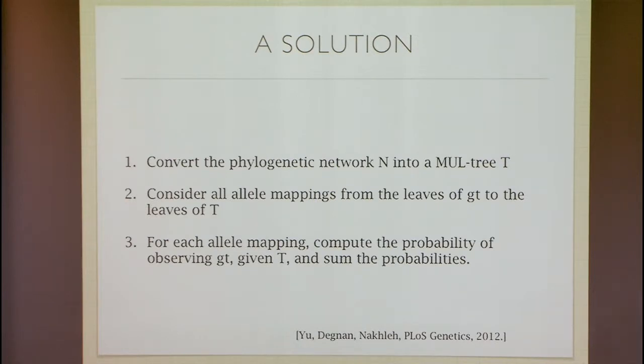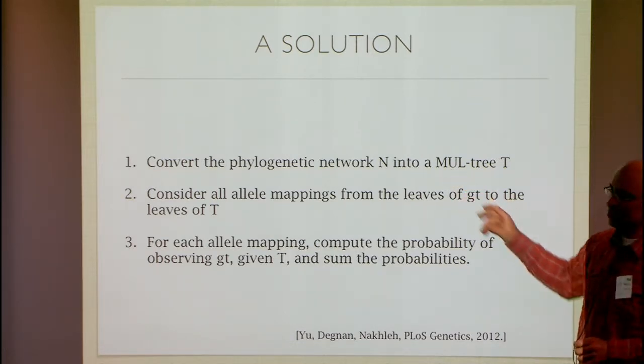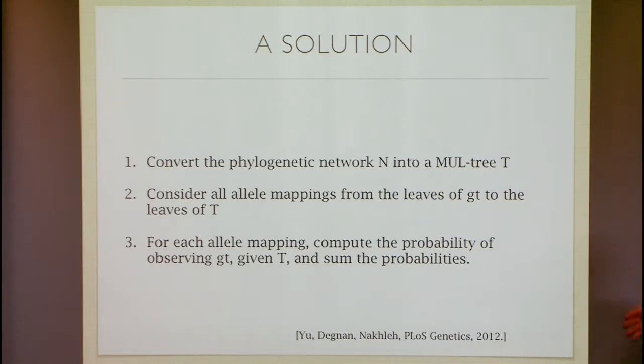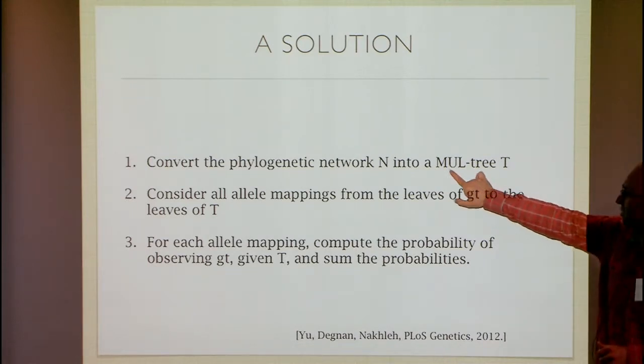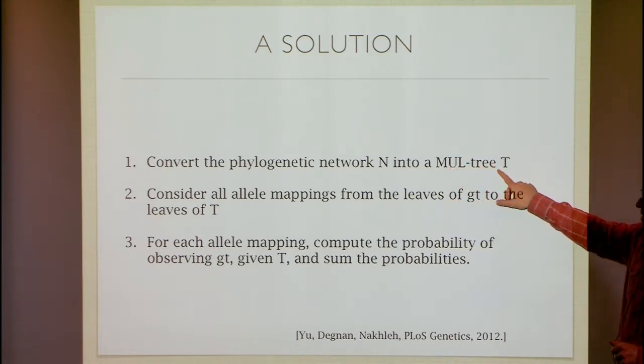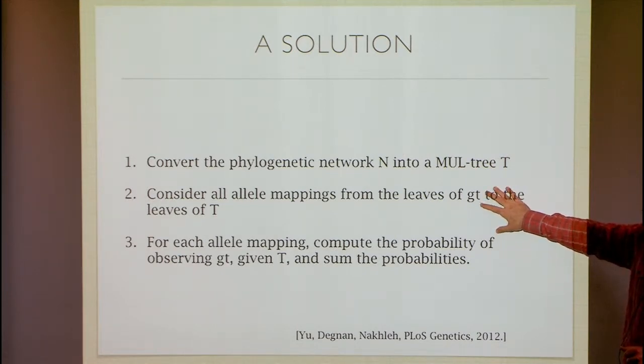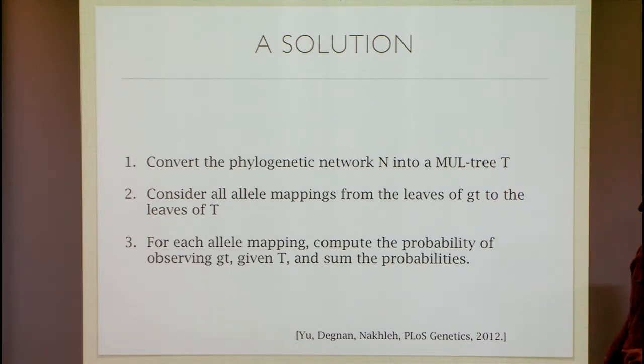So for us, the solution that we did for this problem is that instead of looking at a network and its induced trees, which is not sufficient, we convert the network into a special tree. It's one network to one tree, not multiple trees, that we call multi-label tree. And we consider all allele mappings of the gene tree to that MUL-tree, and then we compute the probabilities.